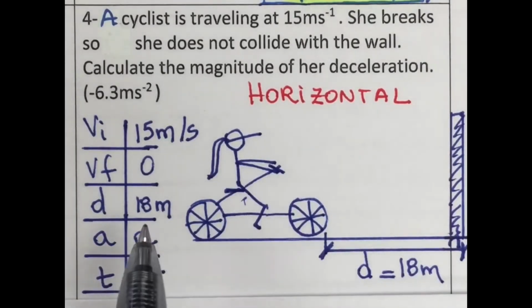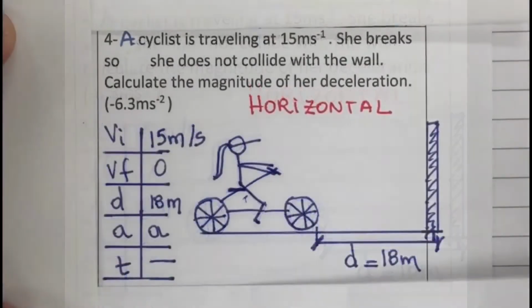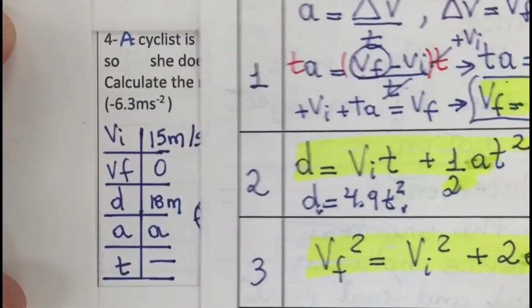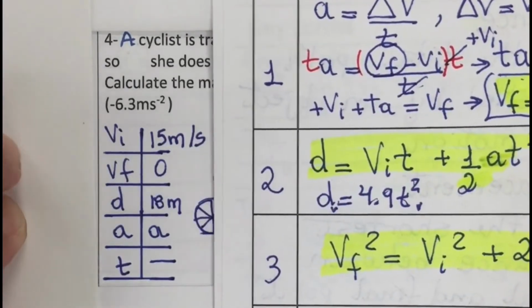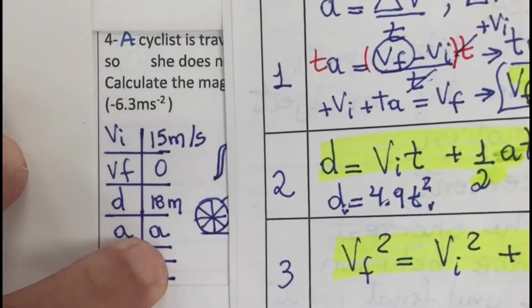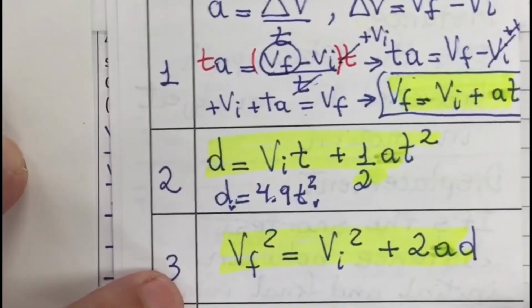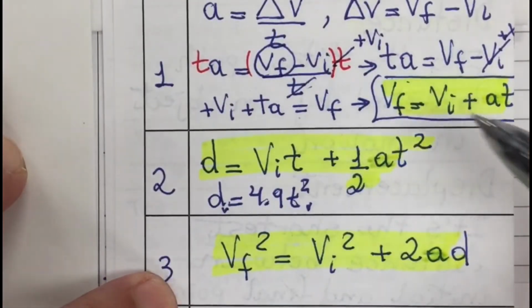So it is 18 meters and we are looking for the acceleration. To select the correct equation, we need to look at our options and the data table. It's asking for the acceleration, so we have acceleration in equations 1, 2, and 3.